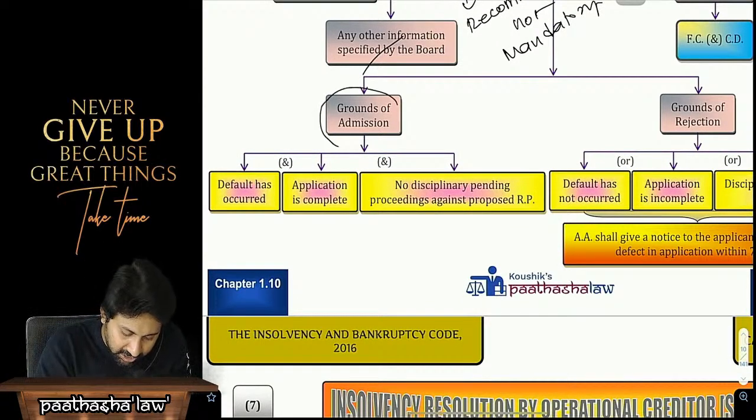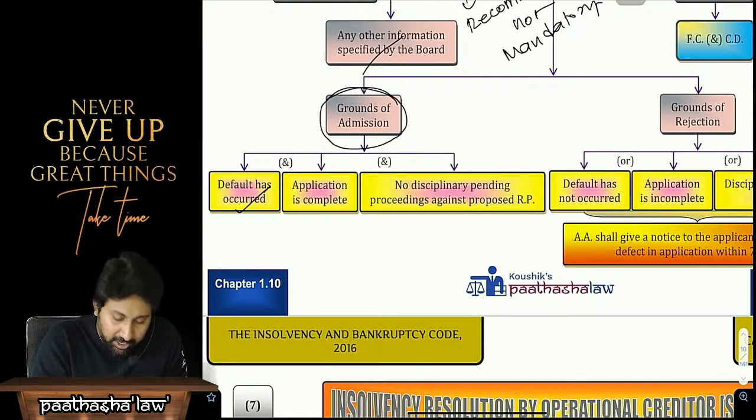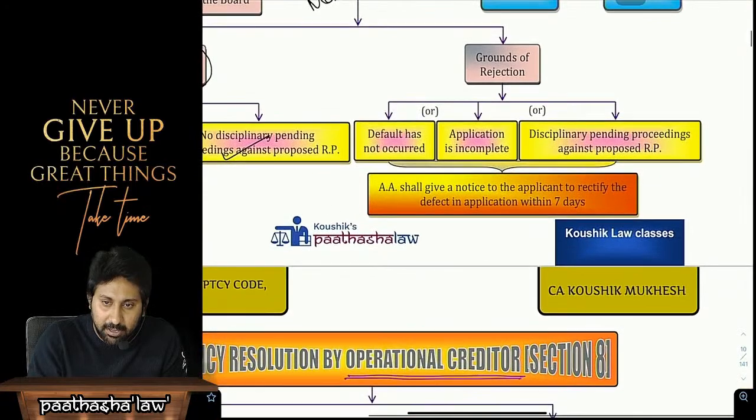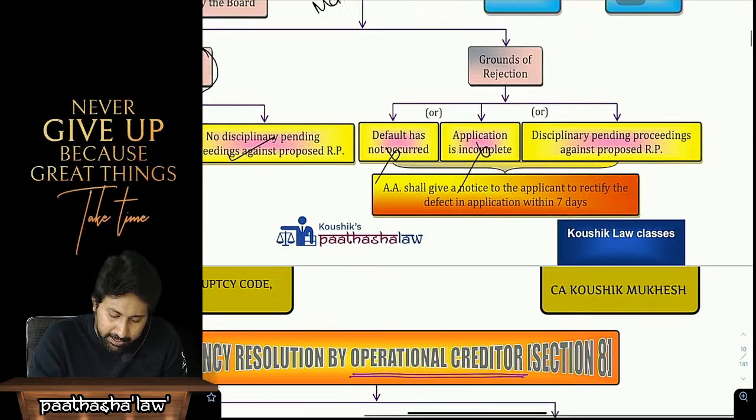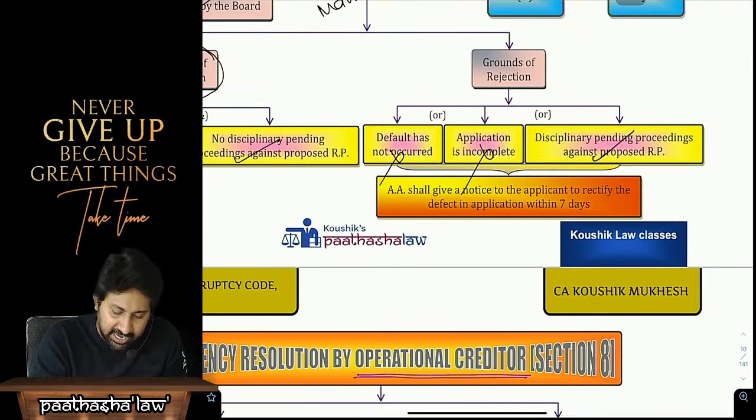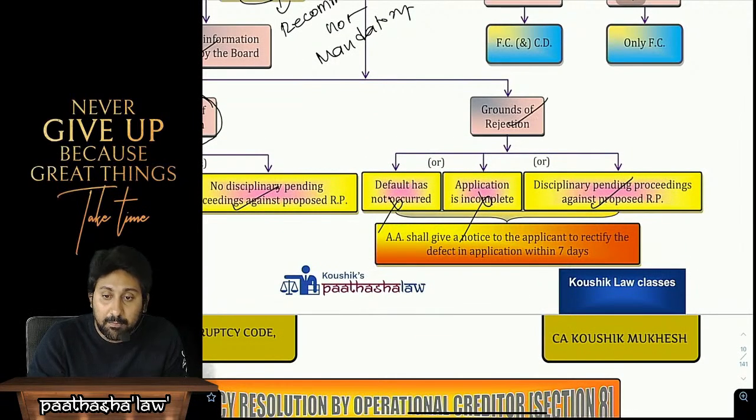First, grounds of admission. Default has occurred. Okay, admission of application is complete. First, default has occurred, Application Form 1 is complete, and no disciplinary proceedings against the RP. Grounds of rejection, just the opposite: default not committed, application incomplete, disciplinary proceedings pending. In such a case, I will reject the application. But the application will not be rejected if it is a rectifiable defect in the application form. You have to rectify it within a time of 7 days.